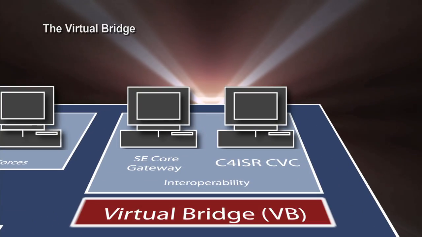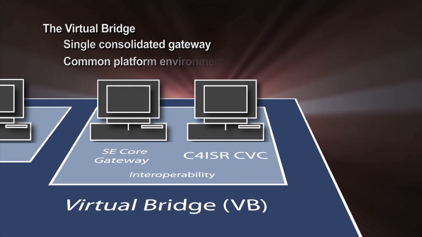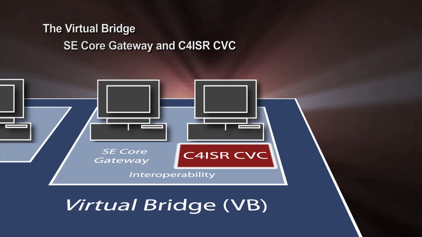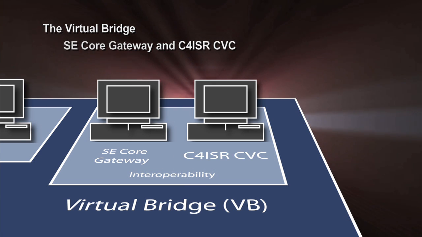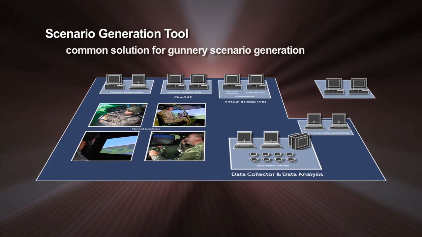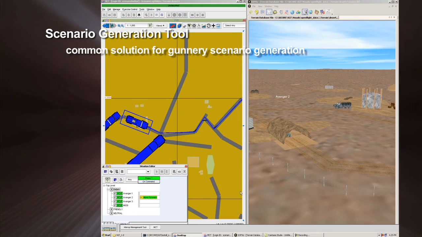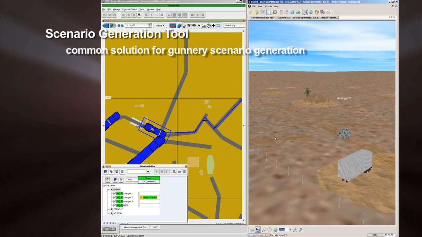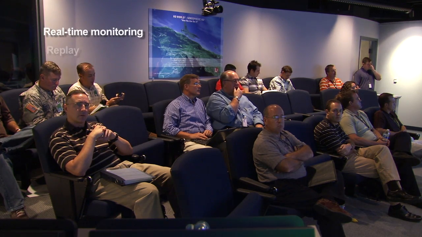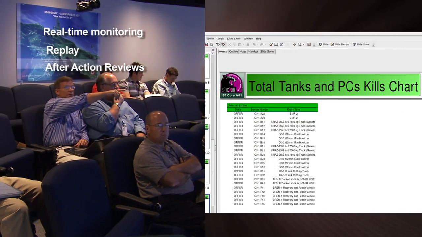The Virtual Bridge product delivers a single consolidated gateway and common platform environment for the simulation network. It combines the SE Corps Gateway and the Tactical Internet C4ISR CVC, eliminating the need for two machines. The Scenario Generation tool provides a common solution for gunnery scenario generation with verification via 2D map and a 3D view. The Data Collector and Data Analysis products deliver real-time monitoring, recall, and replay of training exercises and after-action reviews.